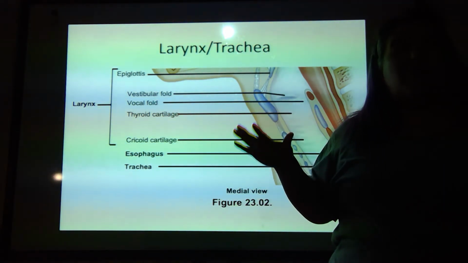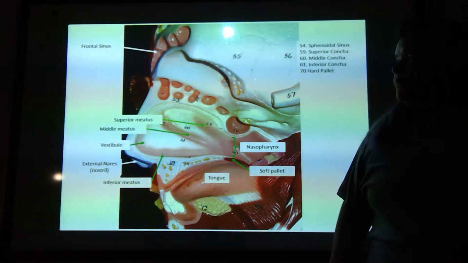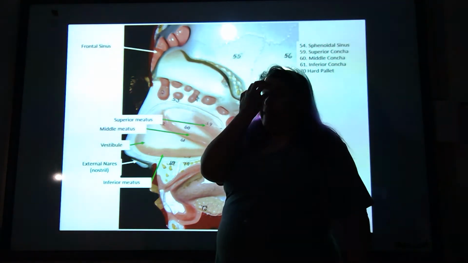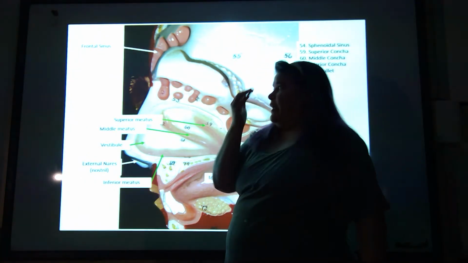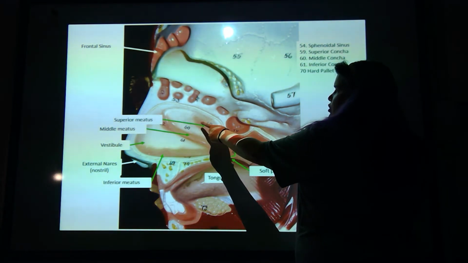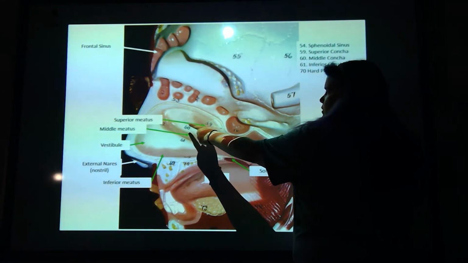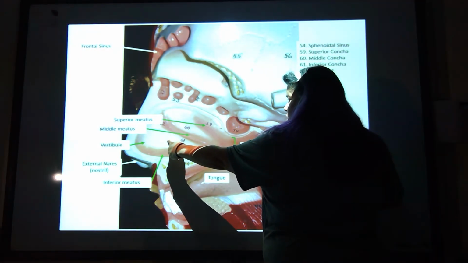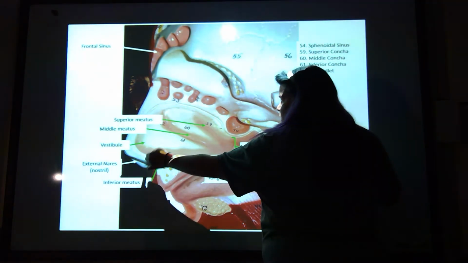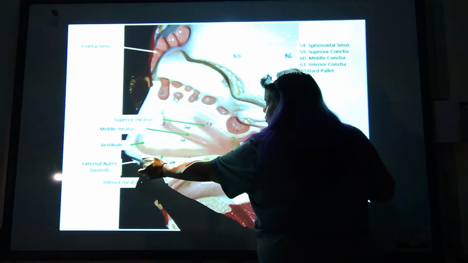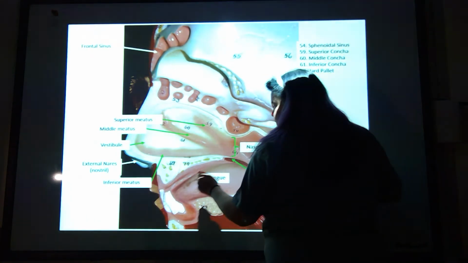Looking at the model of this, there's the frontal sinus right there. And it's literally right here in front of your head, so you can't really miss it. You've got the superior concha, the superior meatus. The middle concha, the middle meatus. The inferior concha, the inferior meatus. Here's the nose, that's the entrance, that's the vestibule. The external nares, the nostril.